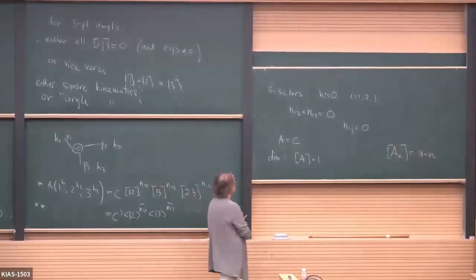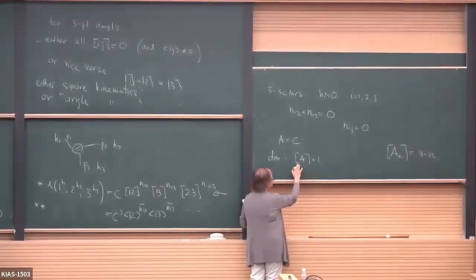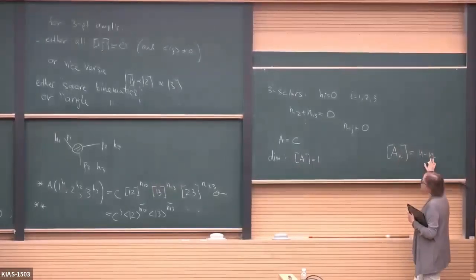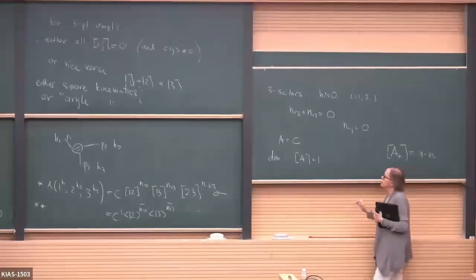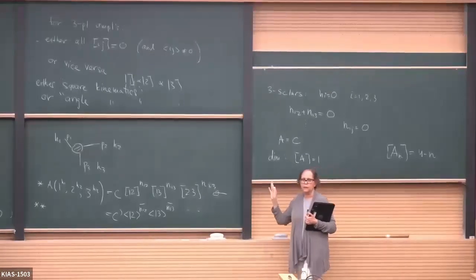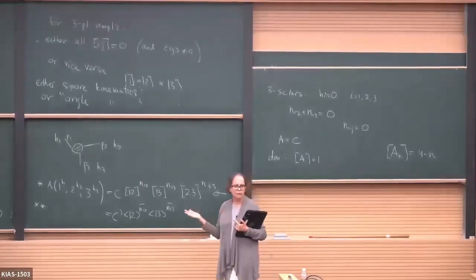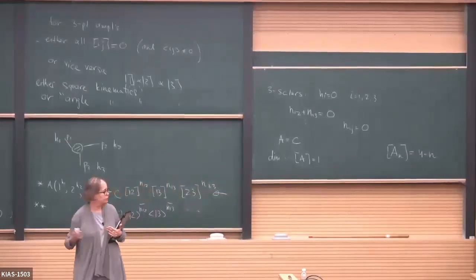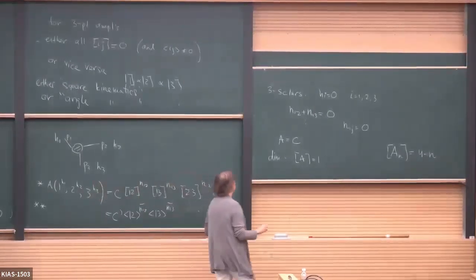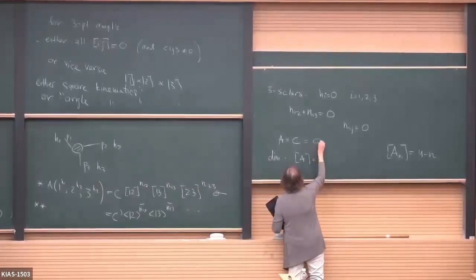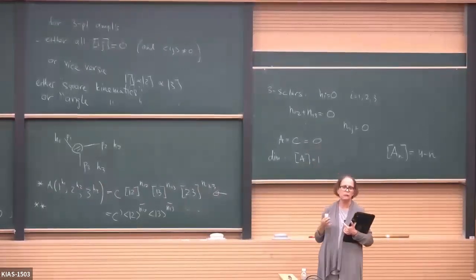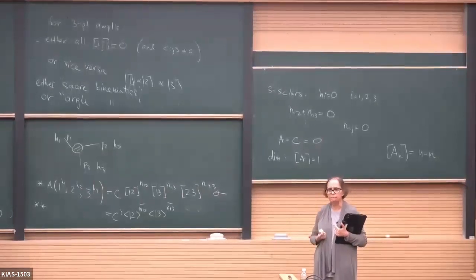So anyway, in this case, the dimension of the amplitude, because it's a 3-point amplitude, so n equals 3, is 1. But this was just a massless particle. So we don't have any mass scale in the problem. We don't have any scale that we can put here. So we see that this amplitude vanishes.